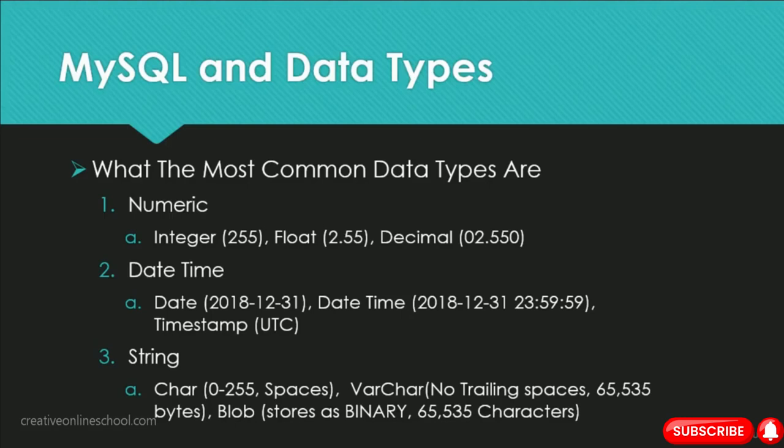Last, we have the blob. Blob data type, which stands for binary large object, can store up to 65,535 characters. However, it stores the text as binary data, ones and zeros, so it has to be converted back in order to be readable, and that requires more processing. Well, we've covered a lot of information so far, so let's pick up the rest of the lesson in the next video.